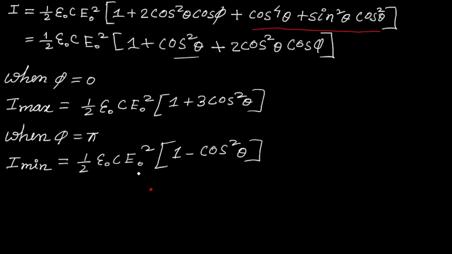Okay, 1 minus cos square theta. So now what we get here, we get the minimum intensity and maximum intensity. So now what we have to do, we have to put the value of this maximum intensity, minimum intensity in the definition of visibility. So how have we defined this visibility?